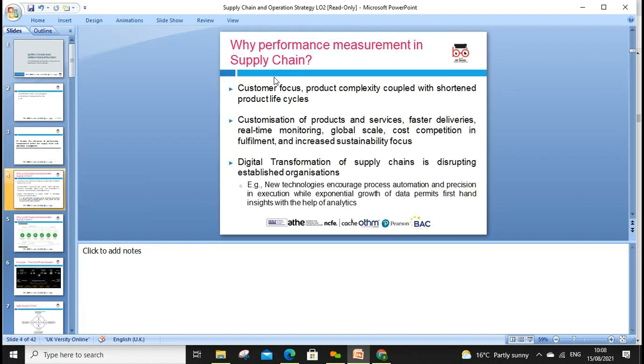We need to look at this in more detail. So why is performance measurement needed in the supply chain? Is there any purpose of performance? Do we need performance measurement in a company or organization? Why in our organization do we need it? What do you think? Yes. To gauge how effective they are, how efficient they are, how much it is costing them to run each function.